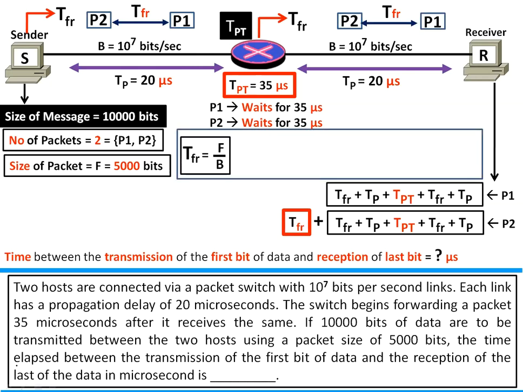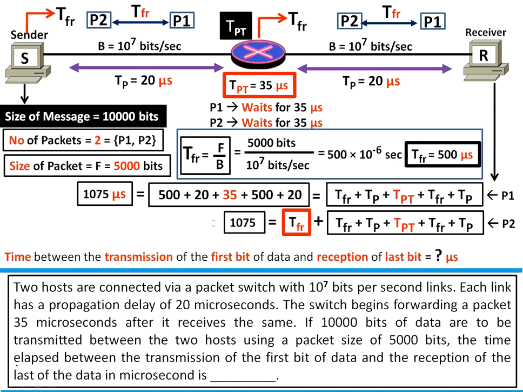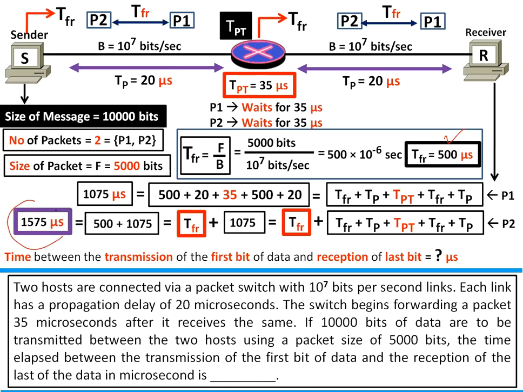Clear, guys? So TFR is equal to F by B. You calculate that. That will be 500 microseconds. So please calculate everything in microseconds. Plus TFR, that is 500 microseconds. So ultimately in 1575 microseconds, the receiver will receive the complete 10,000 bits, guys. Convinced, guys? Now, continue with the next question, please.